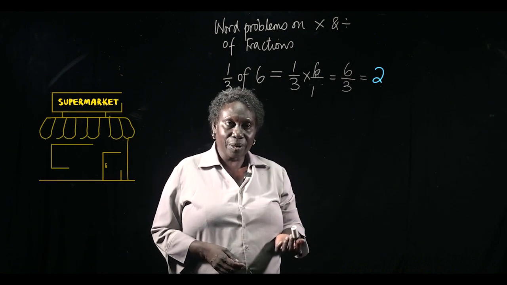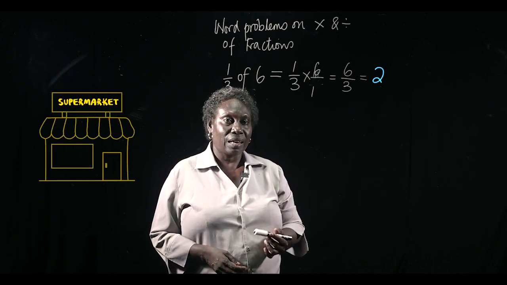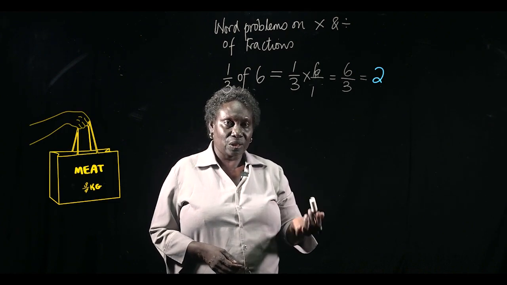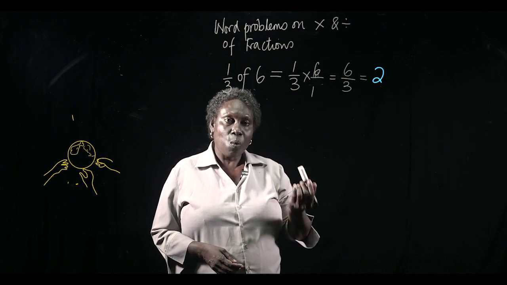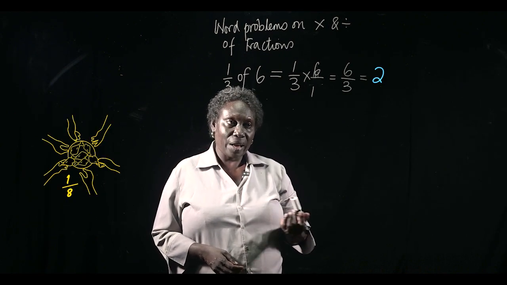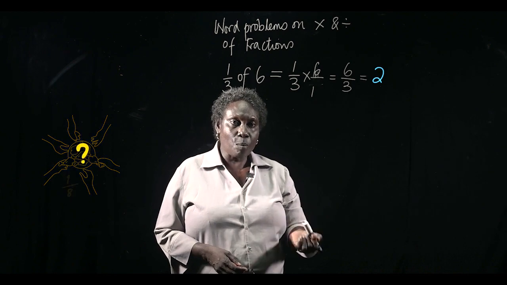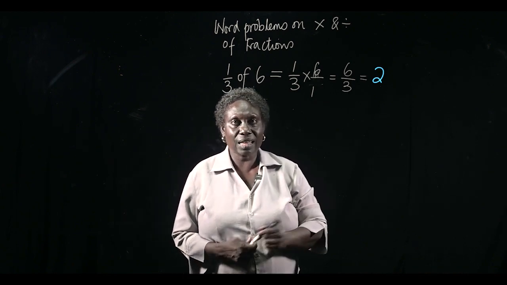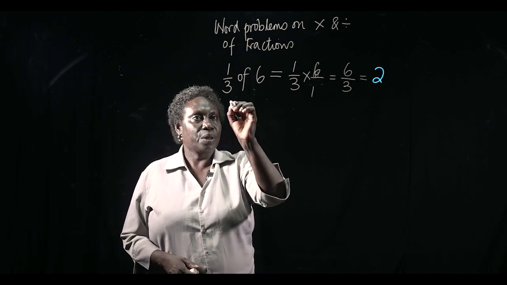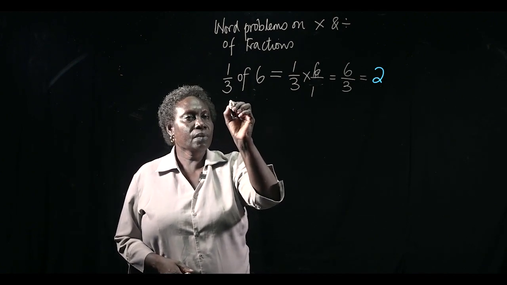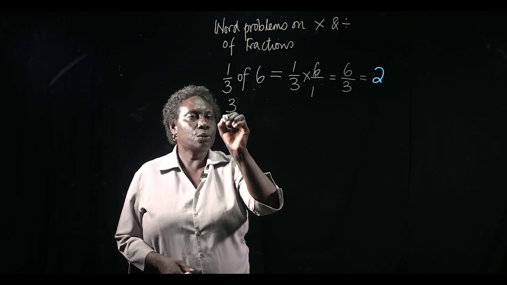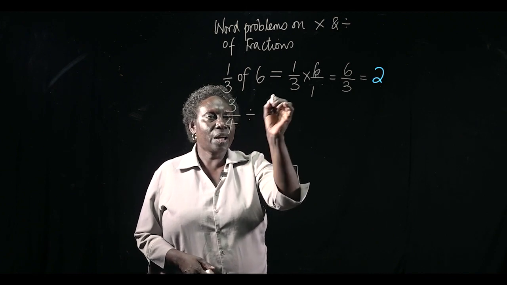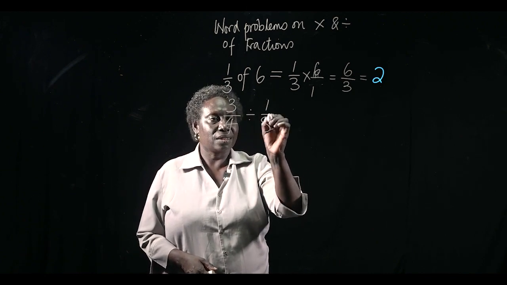Mary goes to the supermarket and she buys 3/4 kilograms of meat. She shares it with her friends into 1/8 kilogram. Now, how much was given to the friends? Let's start with 3/4. So we have 3/4 of meat, which was divided into 1/8.